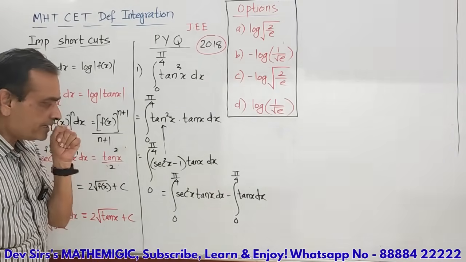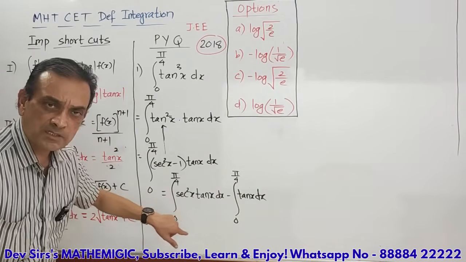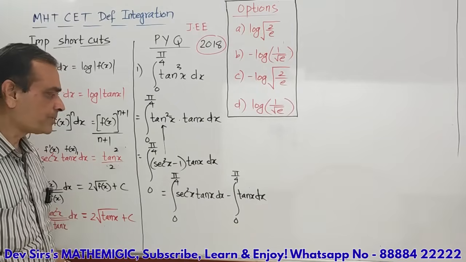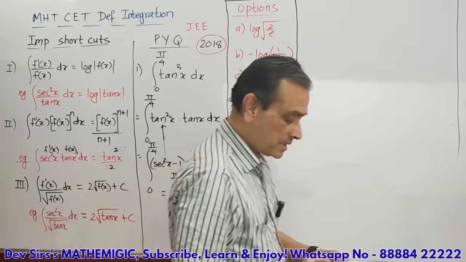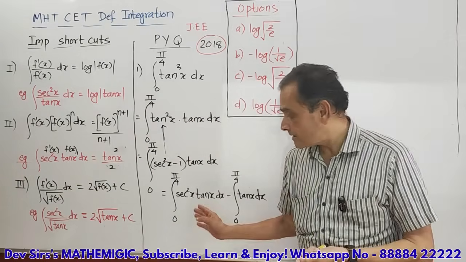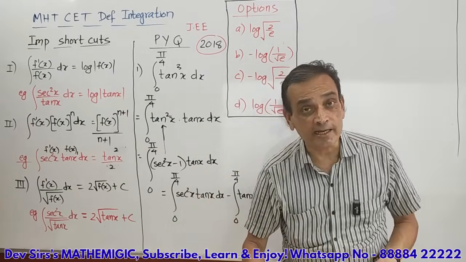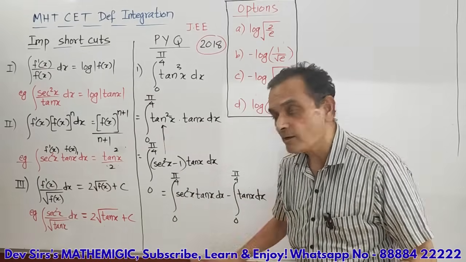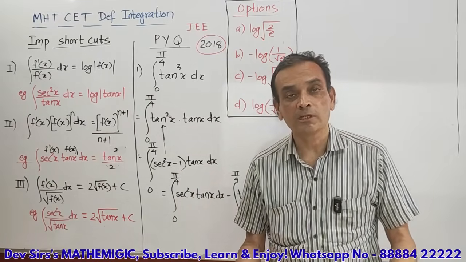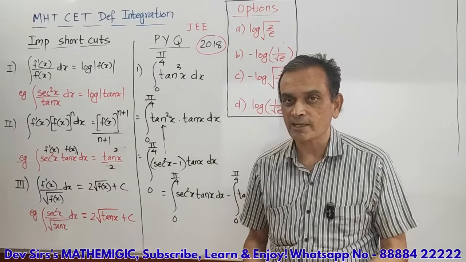Okay. Now let us solve both. साथ में simultaneously solve करेंगे. अभी देखो, in the board exam, we used to say let tan x equal to t, sec squared x dx equal to dt. Change the upper limit and lower limit. New upper limit, new lower limit. After substitution करना पड़ता है ना.